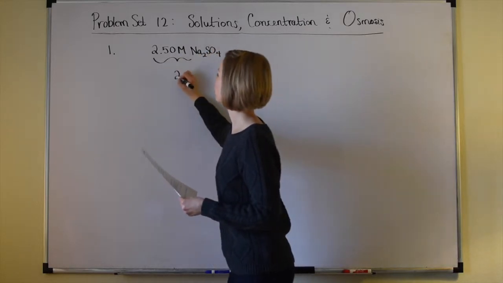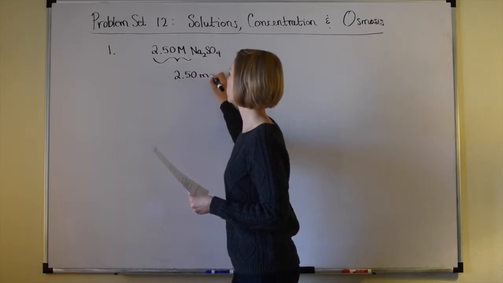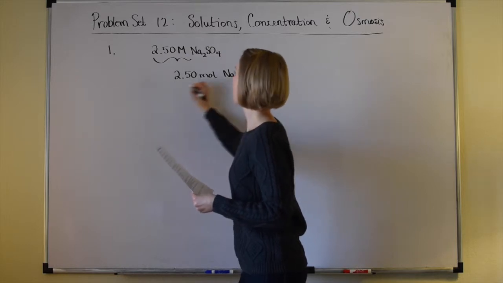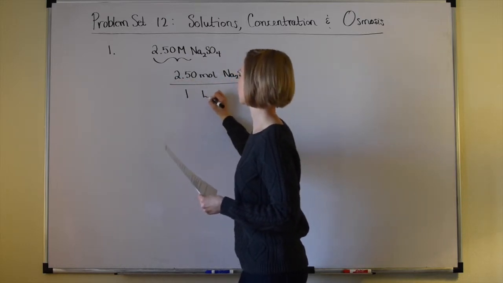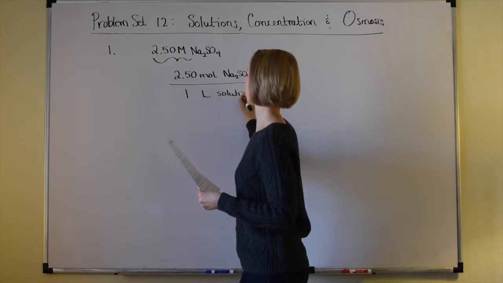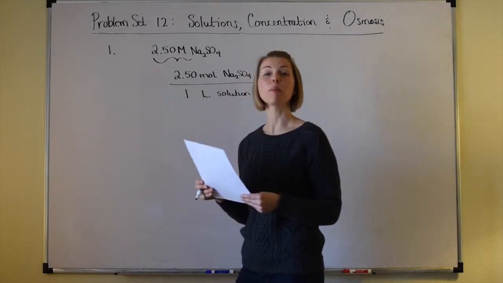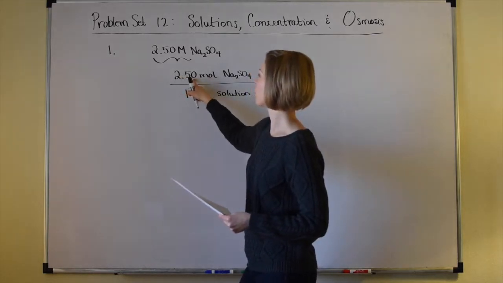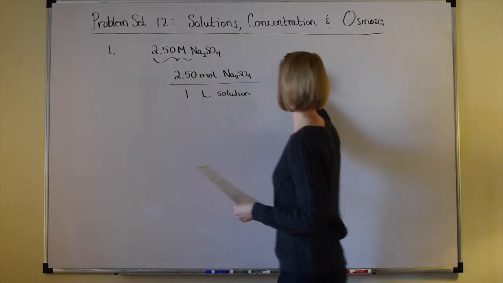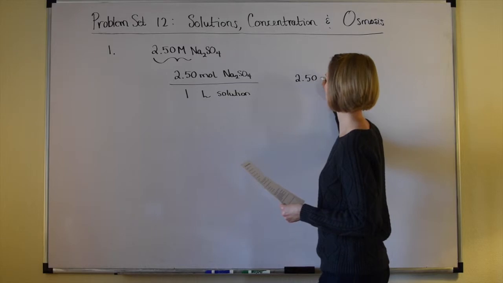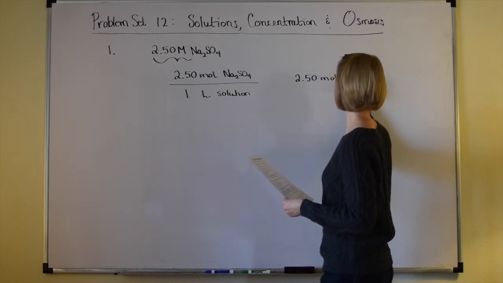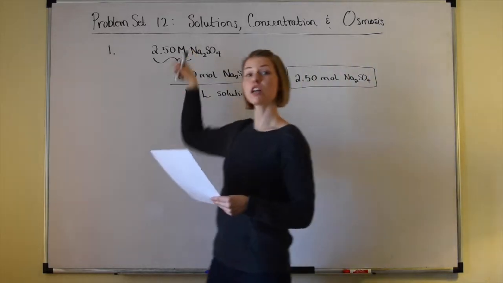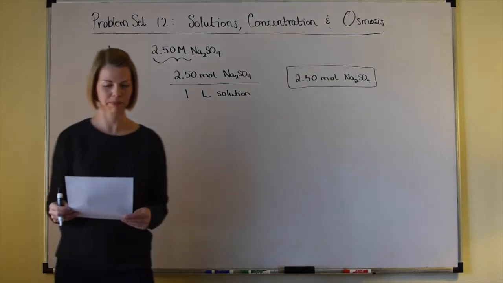That this means 2.50 moles of solute, sodium sulfate in this case, per 1 liter of total solution. So if we're wondering how many moles are in 1 liter of solution, then it's just the 2.50 moles. Okay. So the answer is 2.50 moles of sodium sulfate, because molarity means the number of moles in 1 liter of solution.